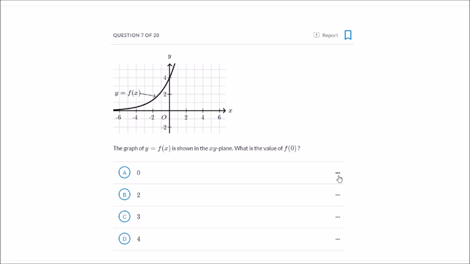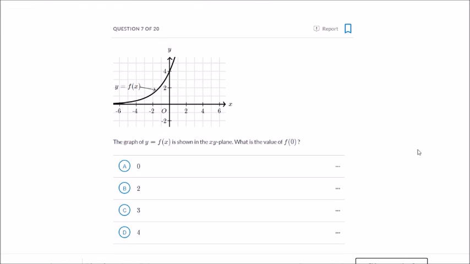Okay, the graph of the function y equals f of x is shown in the xy plane. So what is f of 0? f of 0 is just the value of the function at 0, which is 4.